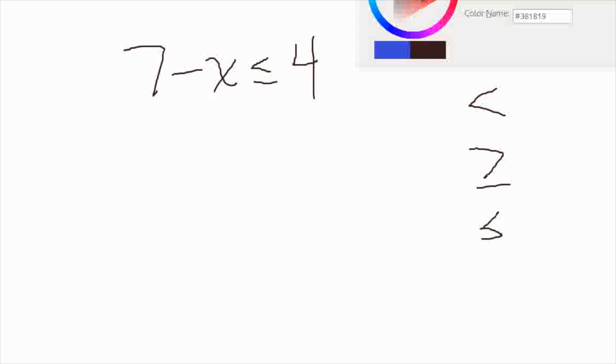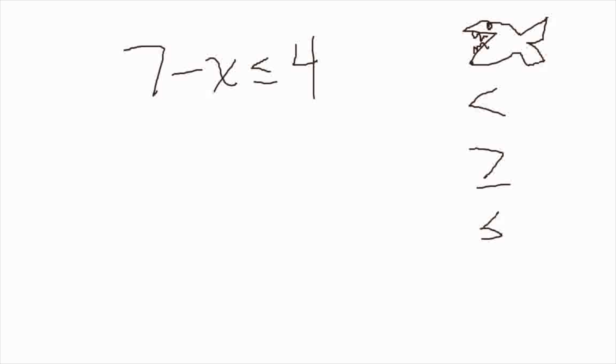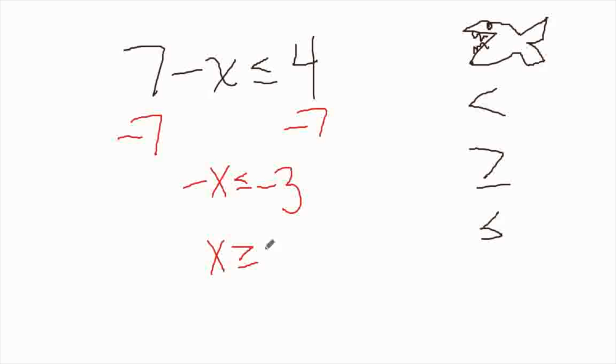So let's solve this one, and that will be the end of this video. How about if we subtract 7 from both sides? So we get minus x is less than or equal to -3. Now we don't like the minus in front of the x, so we're going to multiply both sides by -1. When I do that, I'm going to remember to flip the direction of the inequality, and so that gives that much nicer, simpler inequality.